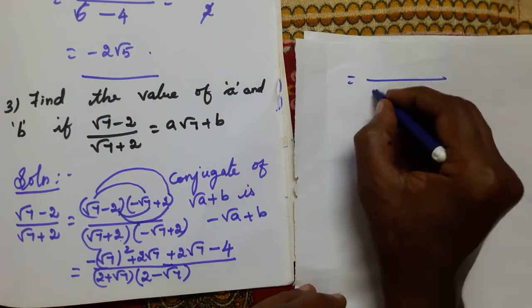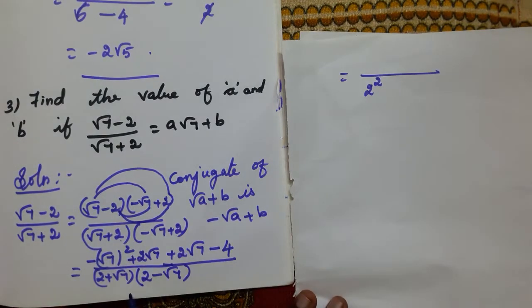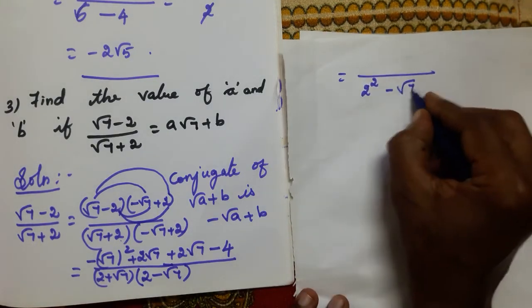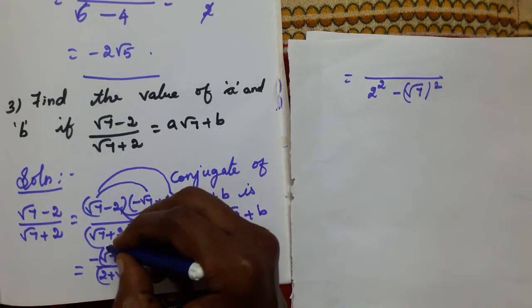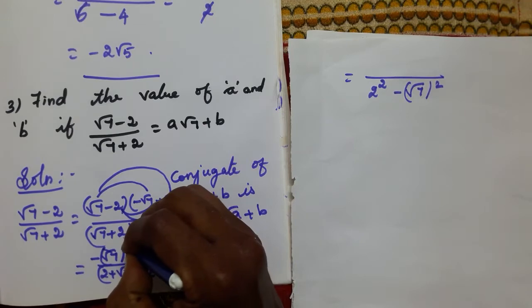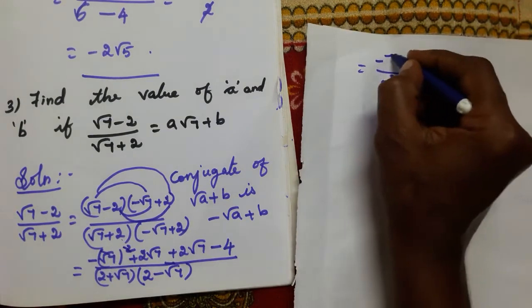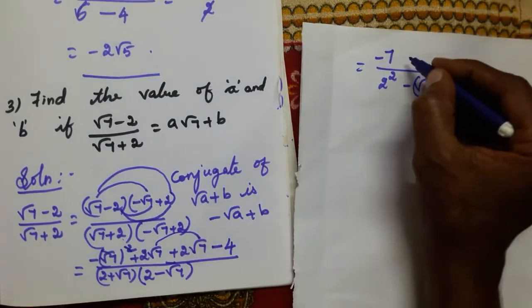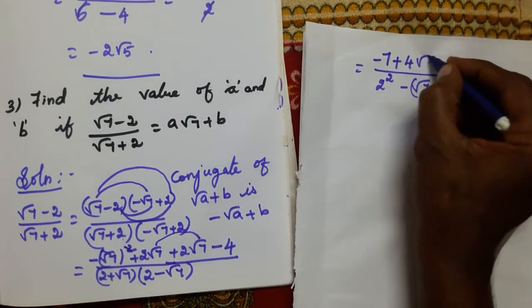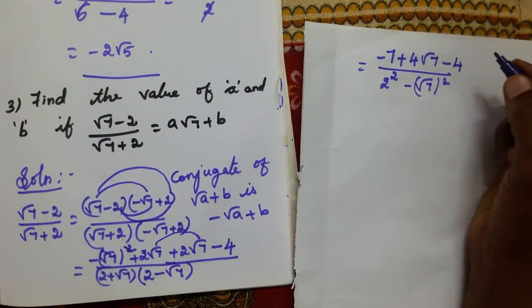Denominator: 2 square minus root 7 the whole square, since it is in the form of (a plus b) into (a minus b). Is it correct? Numerator: what are we getting? Root 7 into minus root 7, the square and square root cancel, so minus 7. Next, plus 2 root 7 plus 2 root 7 means 4 root 7. Next, minus 4. Is it correct?